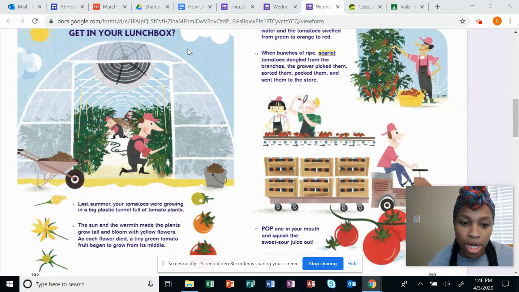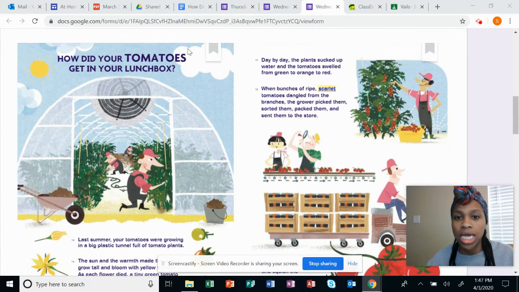It says, last summer, your tomatoes were growing in a big plastic tunnel full of tomato plants. The sun and the warmth made the plants grow tall and bloom with yellow flowers. As each flower died, a tiny green tomato fruit began to grow from its middle. So right now, I'm just like, okay, they did not get into my lunchbox yet. Right now, they're just growing.